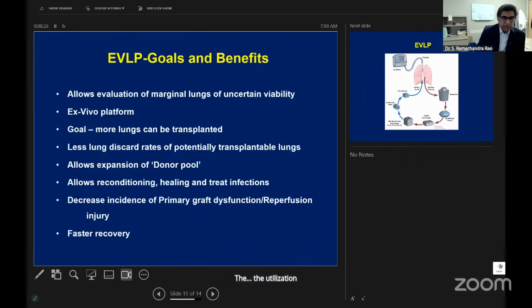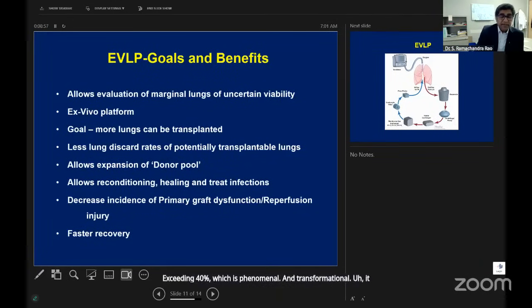The utilization rates used to be about 15 to 25%, and they still are, because this is slowly being embraced, and we are not there yet as much as some of our European colleagues and Canadian colleagues in Toronto. It allows expansion of the donor pool. If you look at some of the publications out of Toronto and Europe, from 15 to 25%, you can increase and expand the donor pool and utilization rates exceeding 40%, which is phenomenal and transformational.